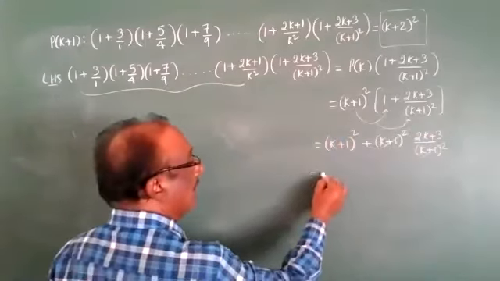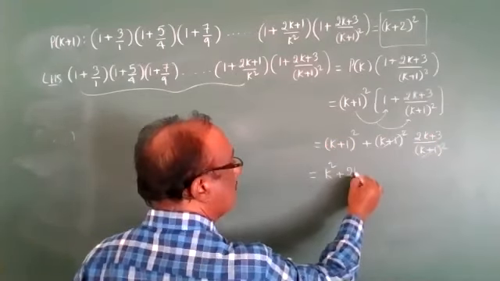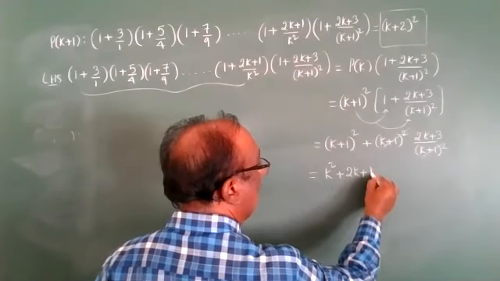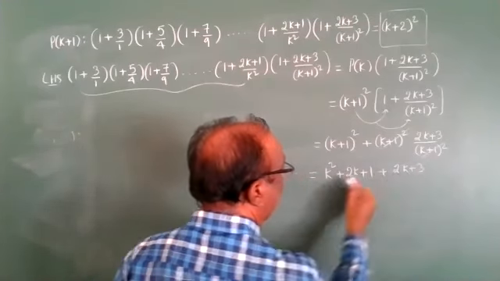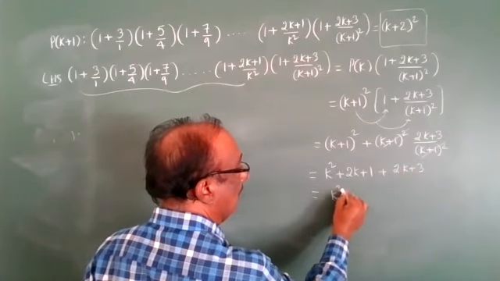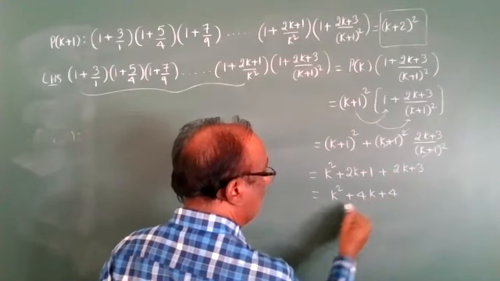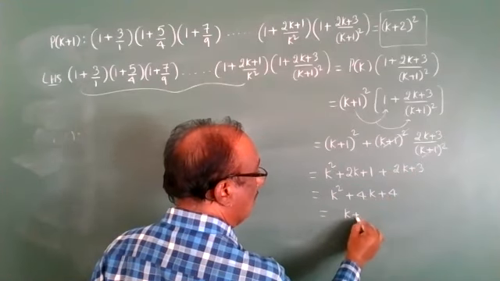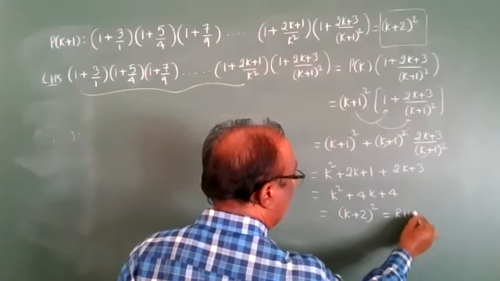Write down (k plus 1) square, that is by the formula (a plus b) whole square, k square plus 2k plus 1, plus 2k plus 3. So k square plus 4k plus 4. This is the (k plus 2) whole square. That is the same as RHS. Now write down LHS.